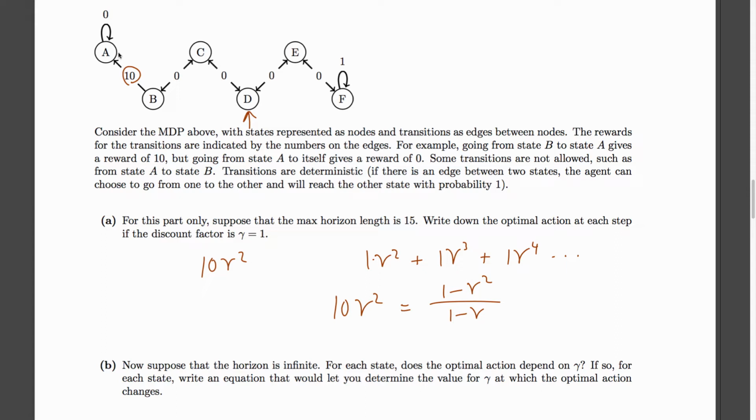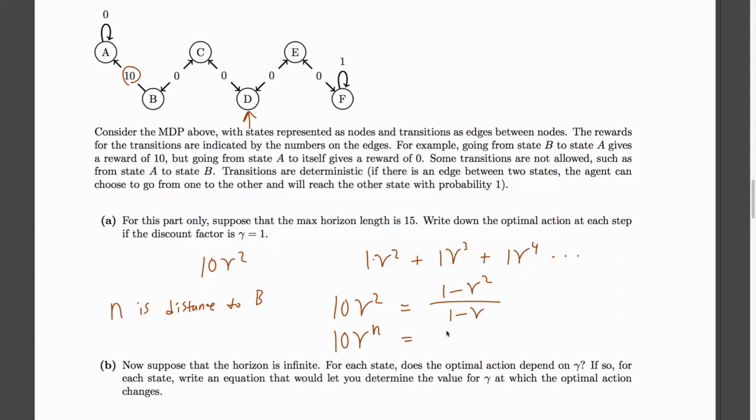Well, all we have to do is generalize. Where did this 2 come from? Well, this 2 came from the fact that I was 2 steps away from B and then 1 more step to collect the reward, right? So instead of having this be squared, let's generalize this to n, where n is the distance to B. For example, if you're already at B, then the distance is 0, and so this 10 is not discounted at all, which makes sense.